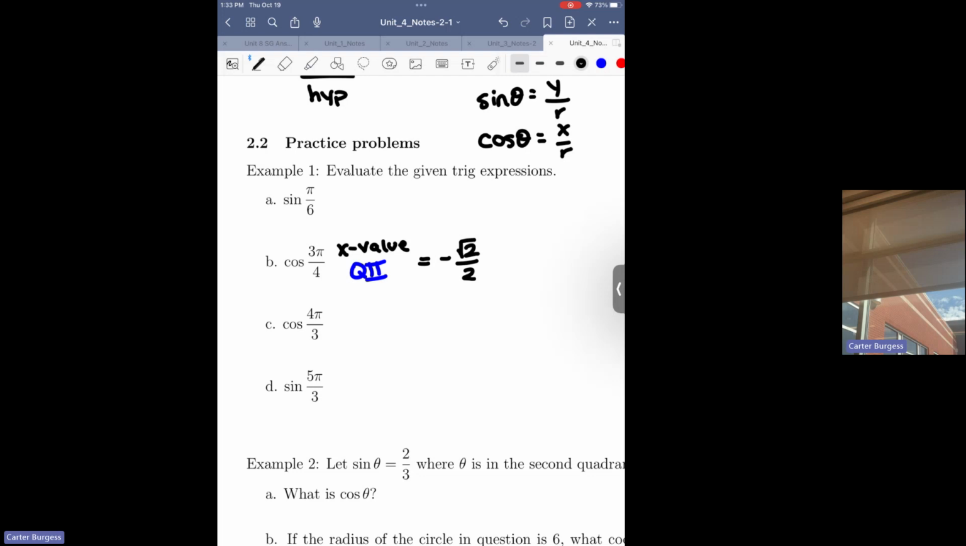Okay, so looking at example 1A, where is pi over 6? First quadrant, quadrant 1. What do I know about sine? What is sine going to tell me? It's telling me the y value, so I'm looking for the y value in quadrant 1. Y values in quadrant 1 are going to be positive, so I don't need to worry about any negative shenanigans. And then what is the y value that we associate with pi over 6? 1/2. Very good.